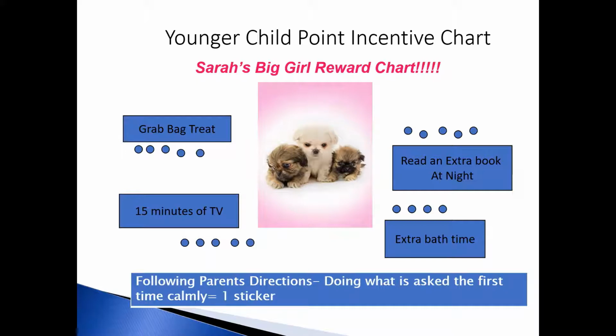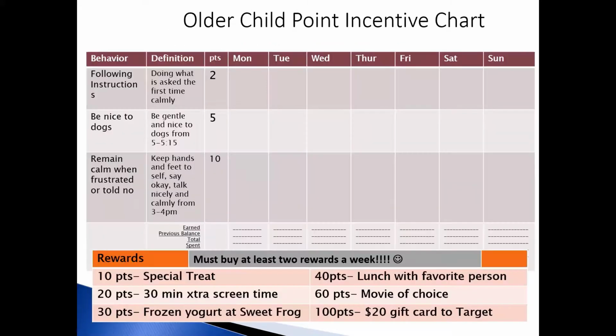5 stickers also equaled reading an extra book at night, or 4 stickers for extra bath time. So Sarah could decide herself where she wanted to put her sticker and what she wanted to work towards on that day. So it's an example of what a points chart could look like. And here is another example.